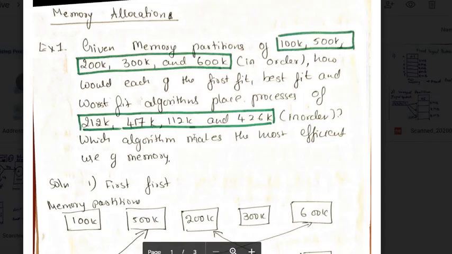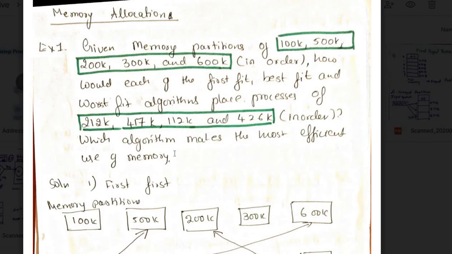Take an example here. I have given a problem. Given memory partitions of 100K, 500K, 200K, 300K and 600K in order, how would each of the first fit, best fit and worst fit algorithms place processes of size 212K, 417K, 112K and 426K in order? We also look for which algorithm makes the most efficient use of memory.